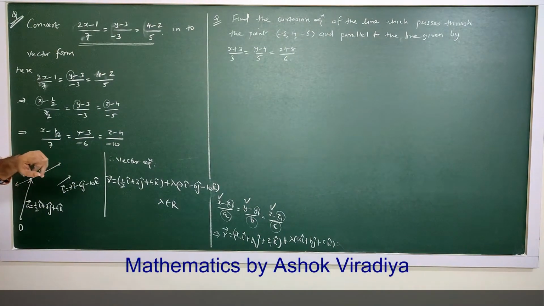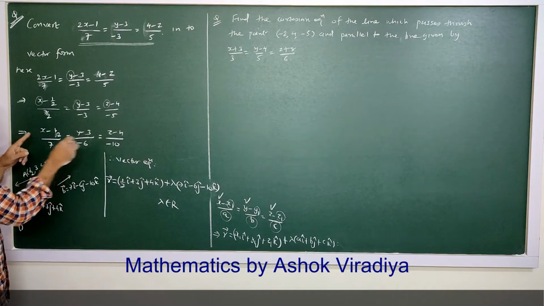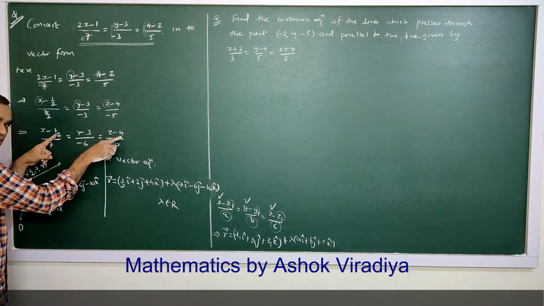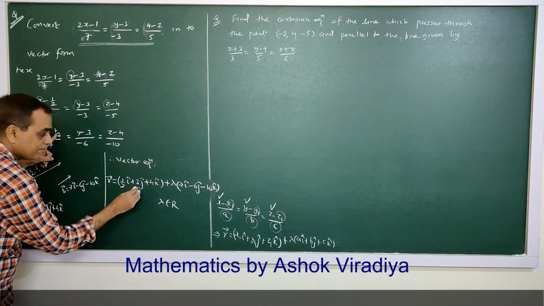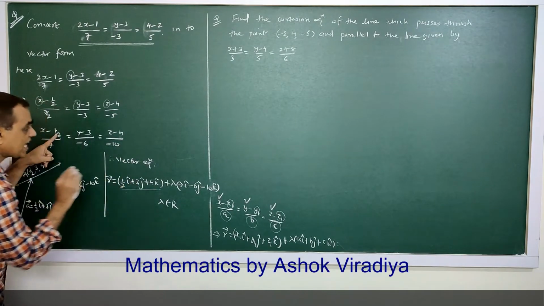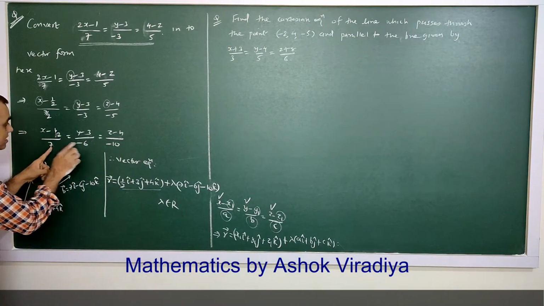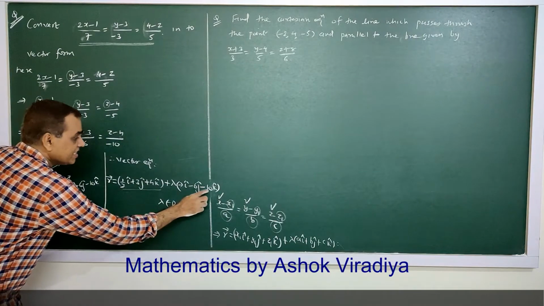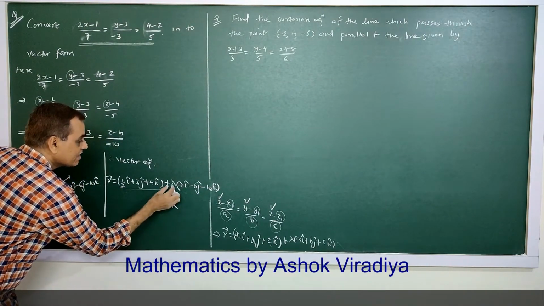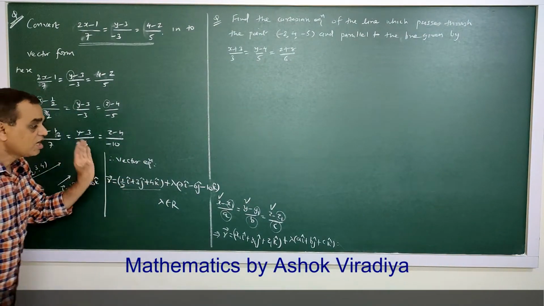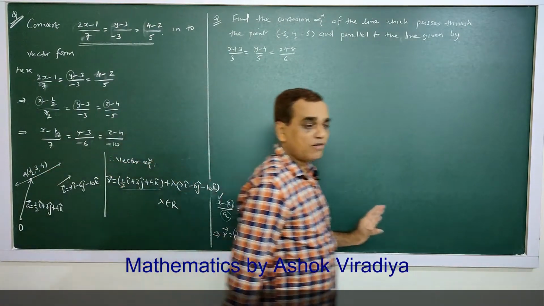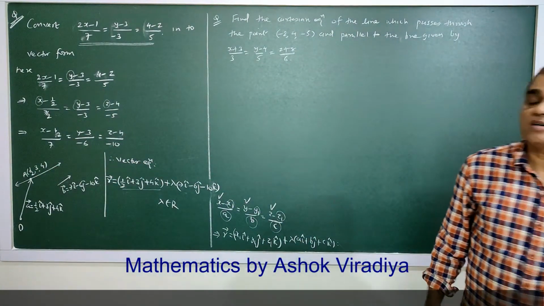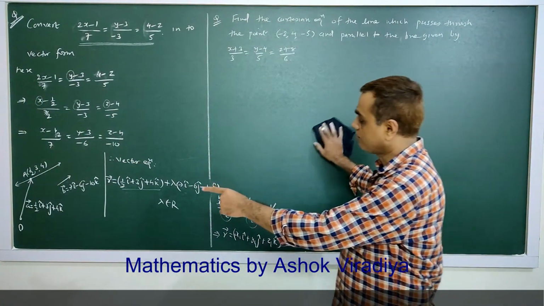In short, after getting this form, keep these numbers with ijk in the first bracket, and keep these numbers with ijk in the second bracket, which is connected with lambda. So this is the vector equation of that line, or equation in vector form.